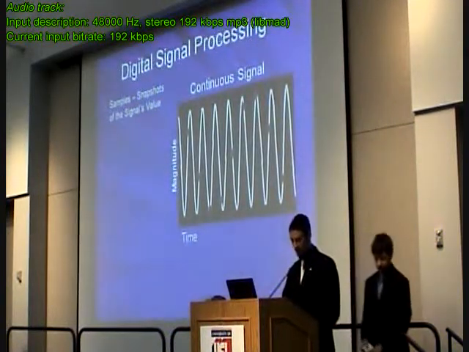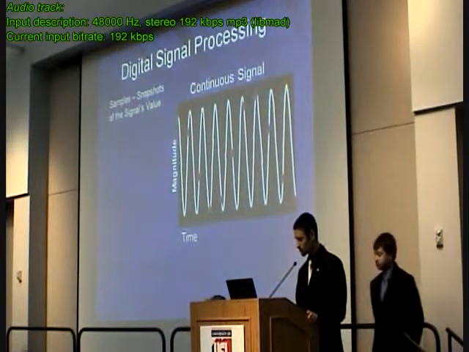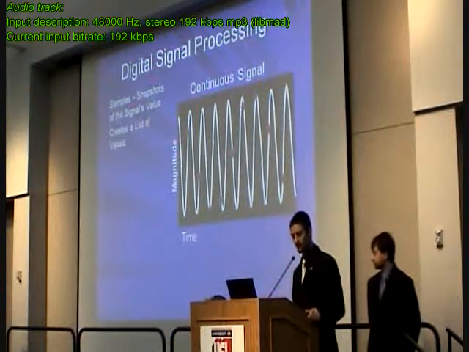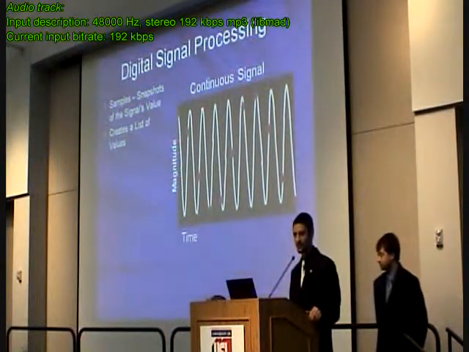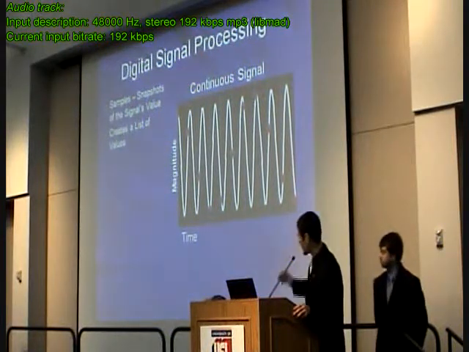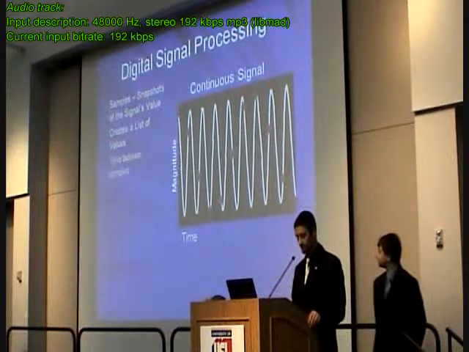A digital system built on ones and zeros cannot process an infinitely varying signal, such as the one shown in white. So instead, the system creates a list of the values by taking snapshots of the signal's value at regular intervals, as shown by the red markers on this graph. This interval is called sampling time.